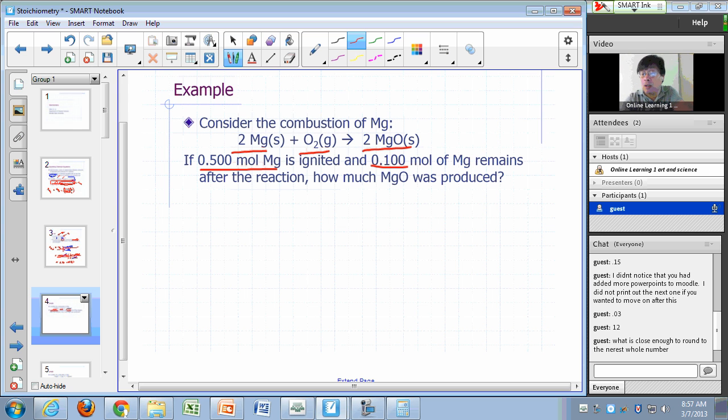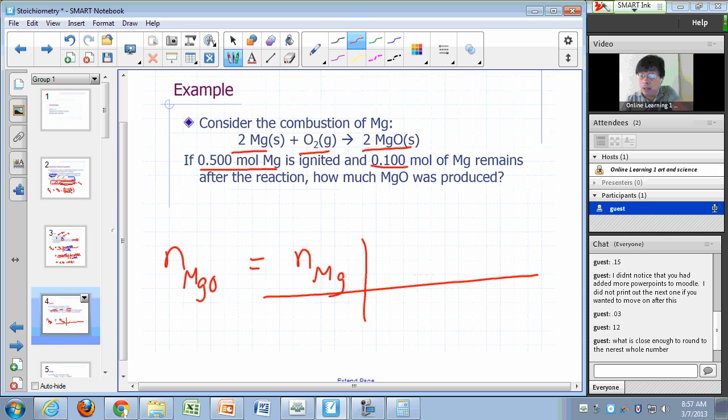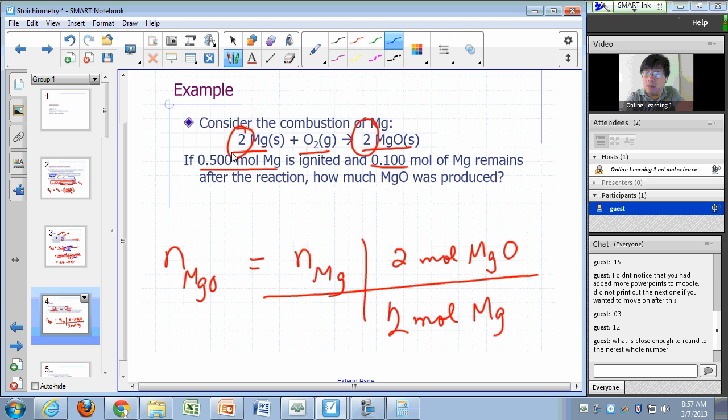So you're looking for moles of MgO produced. That's equal to moles of magnesium that was consumed, right? Times the conversion factor here, which is MgO to Mg. 2 is to 2, right? So 2 moles MgO for 2 moles Mg. The question here is, which of these two numbers would you use?